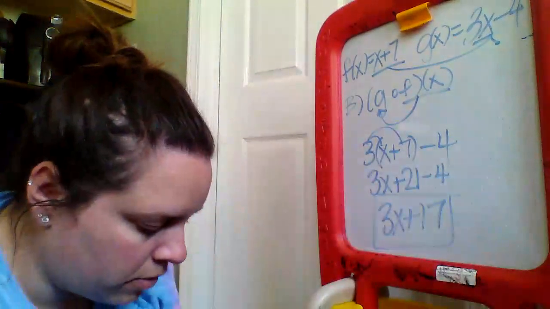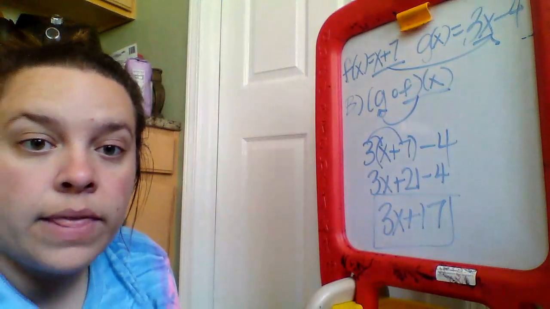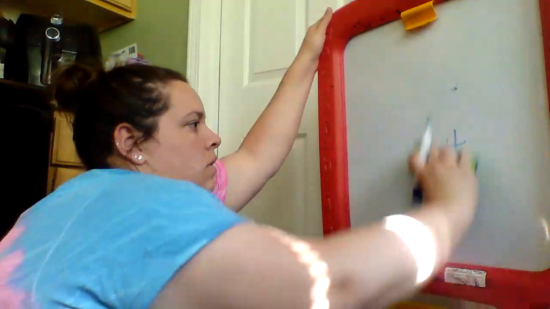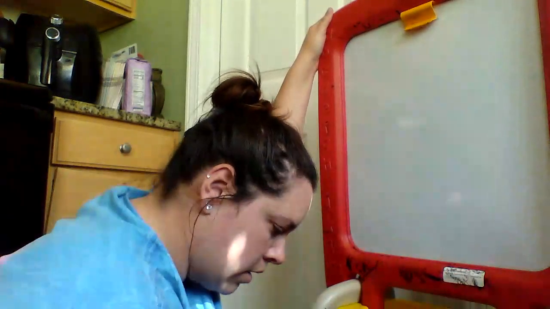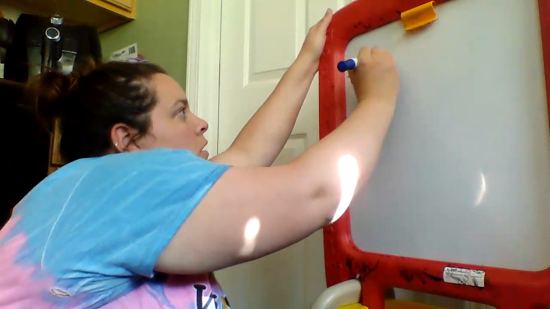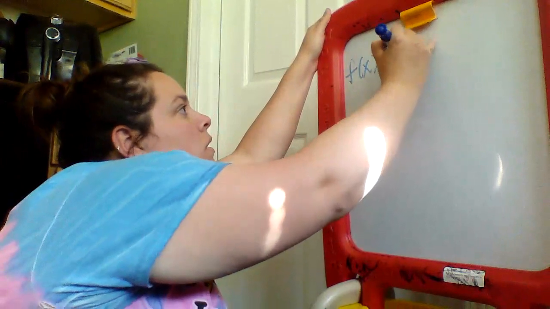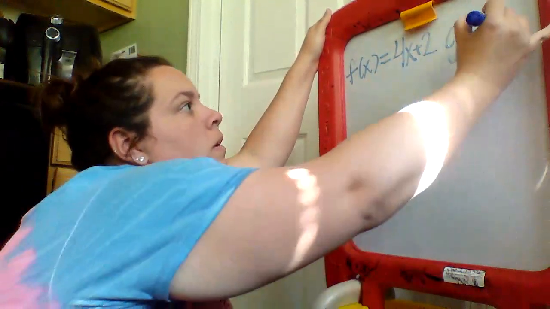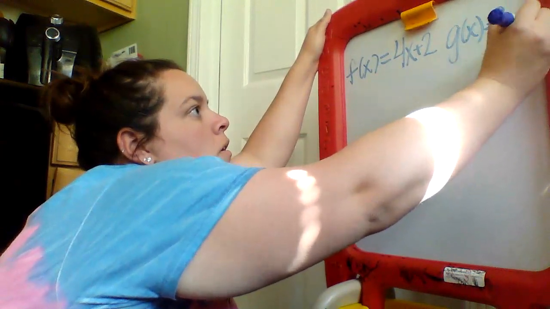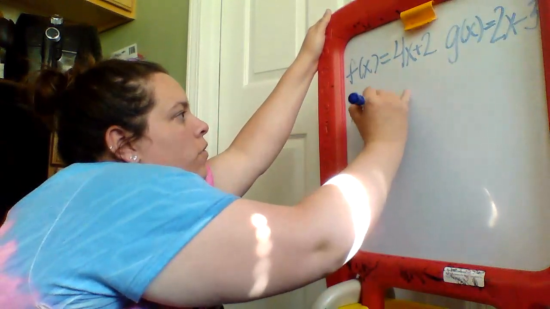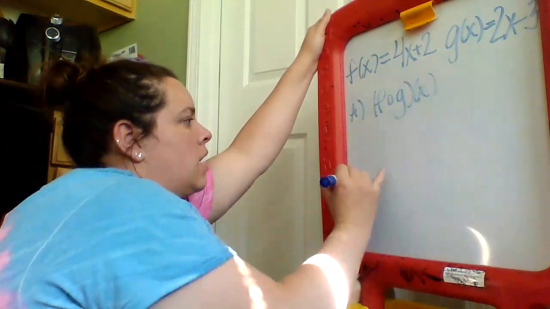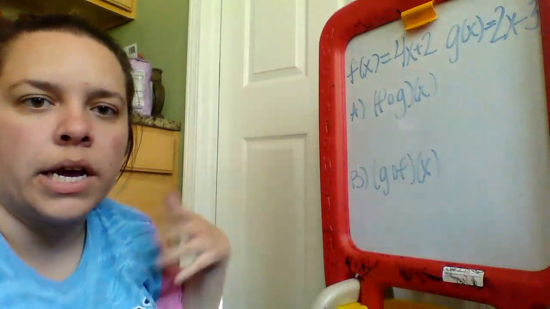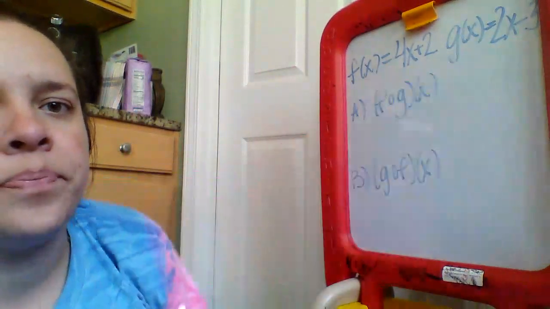All right, I'm going to write another one up there, and I'm going to let you all try it, and then we're going to go for the last thing. Find f of g of x and also find g of f of x. So pause me here and go for it. And that's a 2x minus 3.